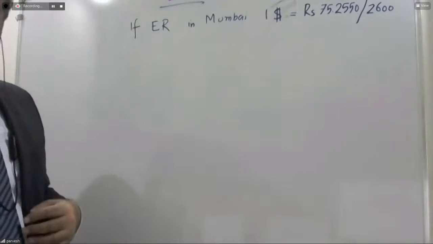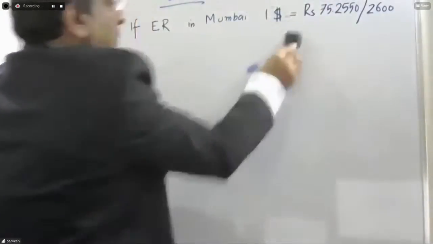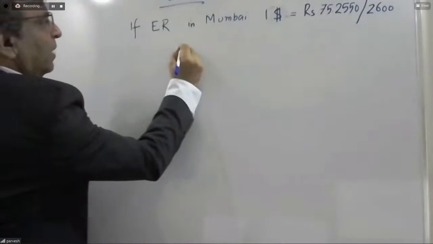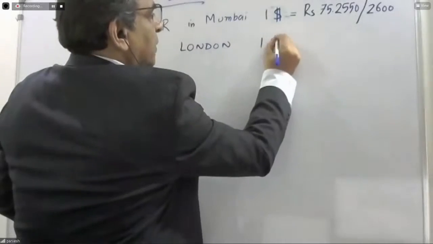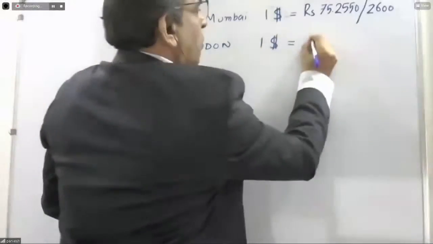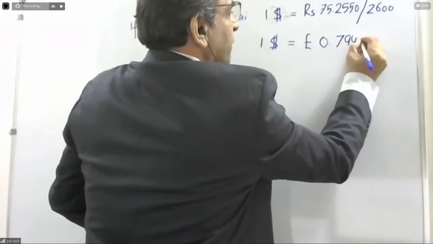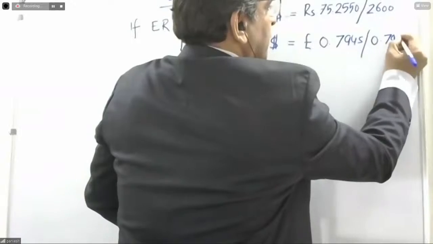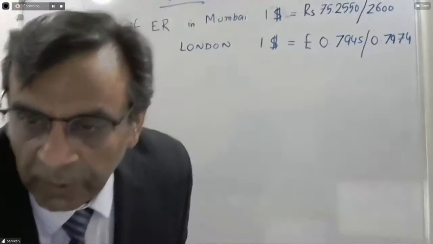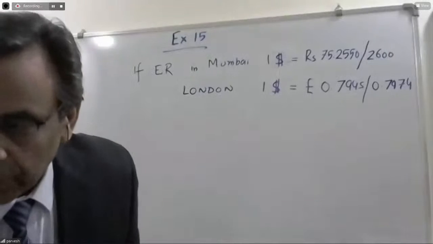So if the exchange rate in Mumbai interbank market is US dollar is equal to so many rupees. And in London interbank market, the rate is given as $1 is equal to pound 0.7945 oblique 0.7974. I think the board is visible. I'll just check that. Yeah, the board is visible.